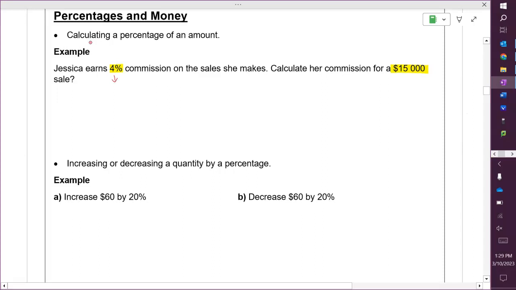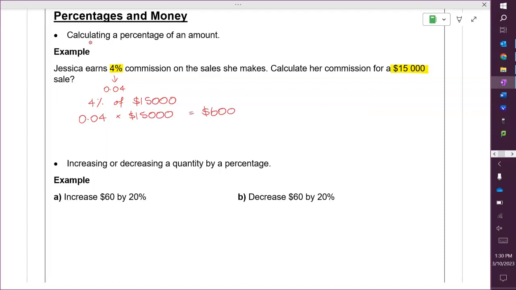So we know that 4% as a decimal is 0.04, and we're finding 4% of $15,000. We know that of means times, and we've got our decimal for 4% and then our $15,000. That gives us a commission of $600.